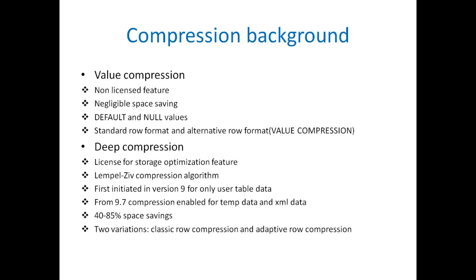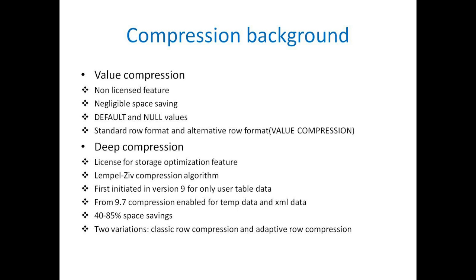So as you're aware, when it comes to compression in DB2, we have value compression and deep compression. Value compression is something that comes by default, so no need to pay anything. But the disadvantage of this is it will save a very negligible amount of space. And there are 2 variations: standard row format and alternative row format. By default, it will be standard row format, and if you want to change, you need to go for the alternative row format, but it is not preferable, because of very negligible space saving.